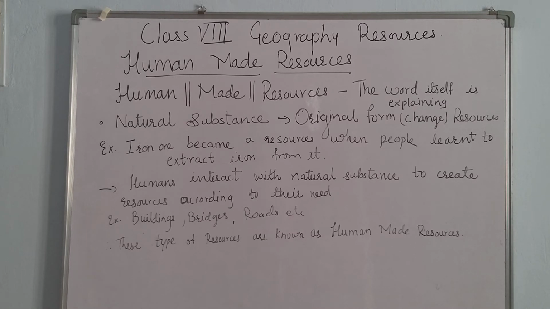Suppose petrol is a resource, but when we dig out petroleum, innumerable things can be extracted. We can make tar, we can make wax, many things we can make from petroleum. So that becomes a resource for us, right? When we extract things from any natural substance, this type of resource is known as human made resource. I hope you understand all these things, right?